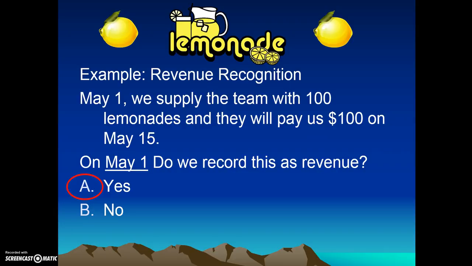It's not cash, but we have ourselves what we learned before, an account receivable, meaning that baseball team owes us $100, which is a legal asset. We own the legal rights to collect $100 in the future.